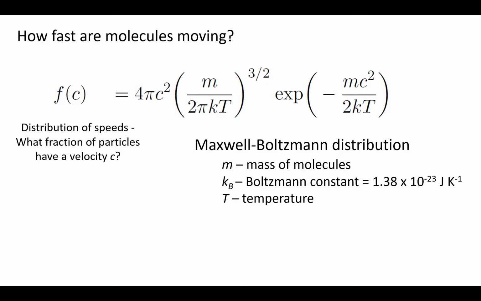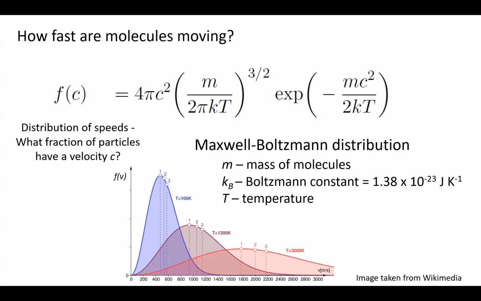Then we want to define the other variables that are in this Maxwell-Boltzmann distribution. M is the mass of the molecules. What is my molecular mass? K sub B, or just K here, is a constant. It is the Boltzmann constant, equal to 1.38 times 10 to the minus 23 joules per Kelvin. And T is then a temperature that characterizes the gas.